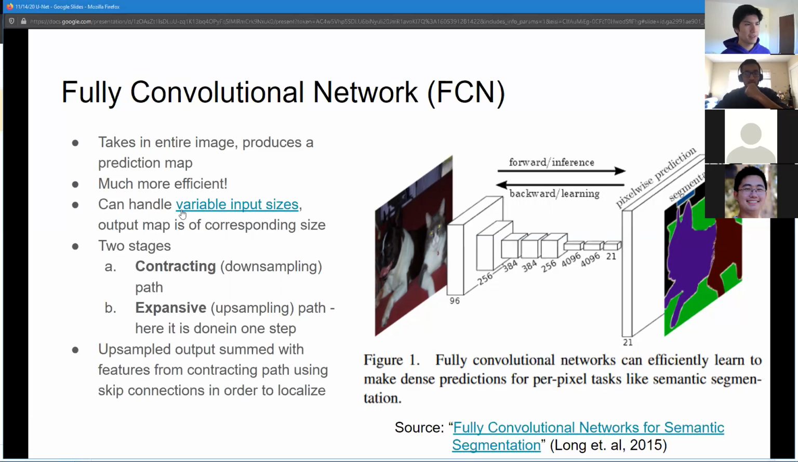And for an explanation of why this handles variable input sizes, there's an excellent Quora post that I've linked here that you can read afterwards.